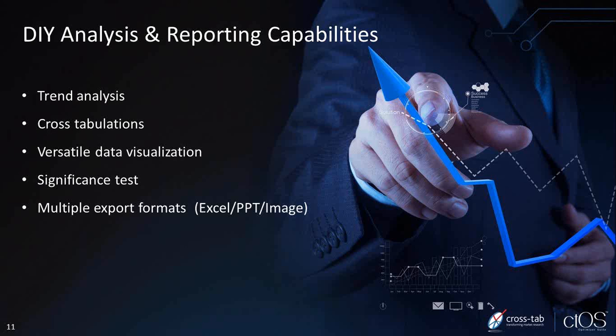If we look at some of the important reporting capabilities, we have trend analysis, and we have cross tabulations. You can build several cross tabulations by just dragging and dropping questions. You can build your banner. We'll see all these shortly. We also support around 15 different chart types, the data visualizations, to really get the views all mapped out, and you can perform significance tests on the data. All this can be exported to Excel, PowerPoint, or an image.